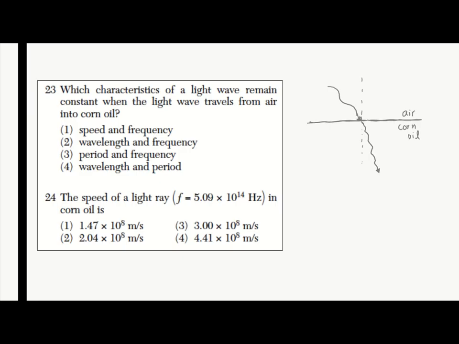All right, number 24. Still talking about light in corn oil. The speed of light ray in corn oil is blank. So I need our reference table because I don't remember off the top of my head what the N value for corn oil is. But we need to solve for speed. So let's pull it out.